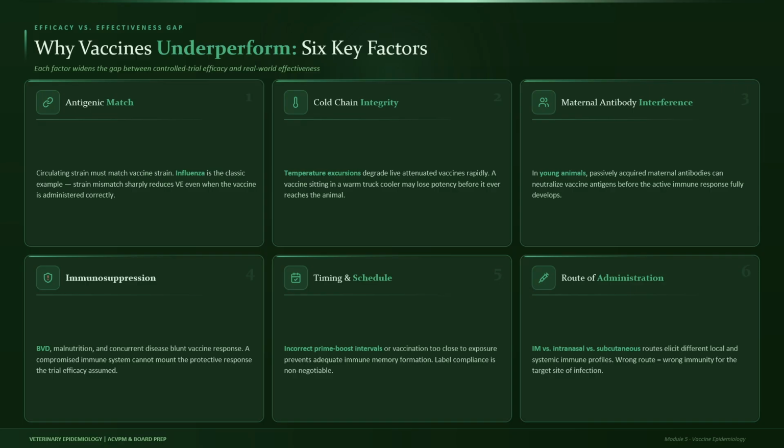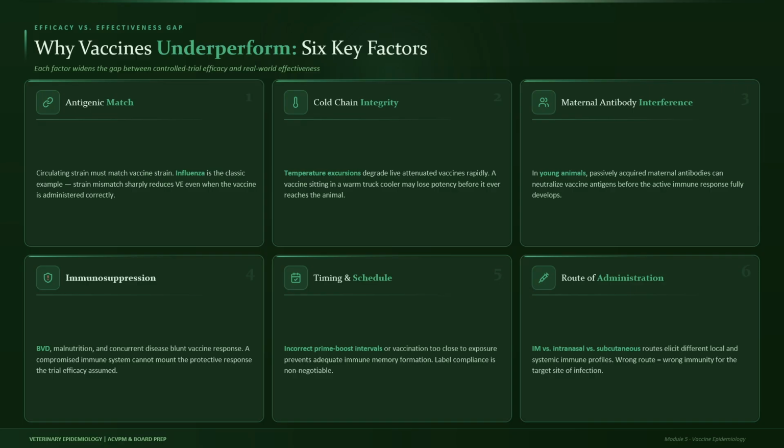Fifth, timing and schedule. Incorrect prime boost intervals or vaccinating too close to exposure prevent adequate immune memory from forming. Label compliance here is non-negotiable. And sixth, route of administration. Intramuscular, intranasal, subcutaneous, each elicits a different local and systemic immune profile. The wrong route means the wrong immunity for the site of infection.